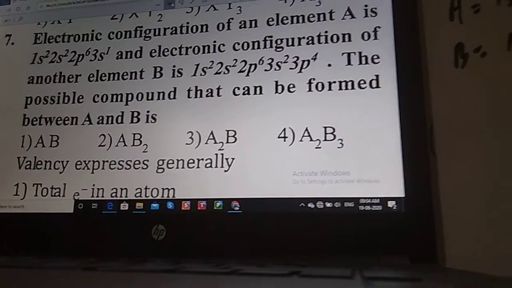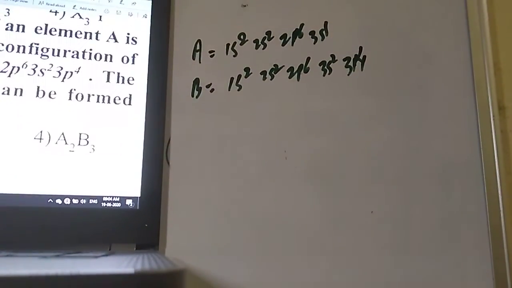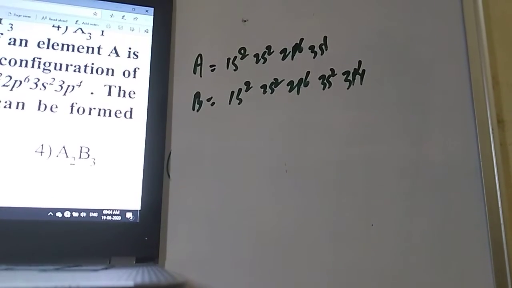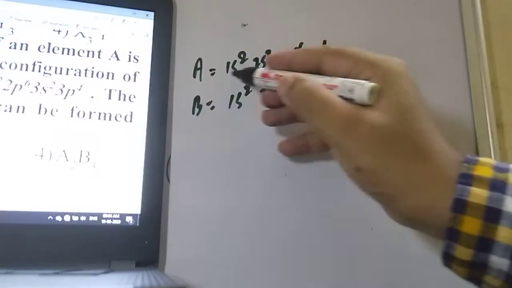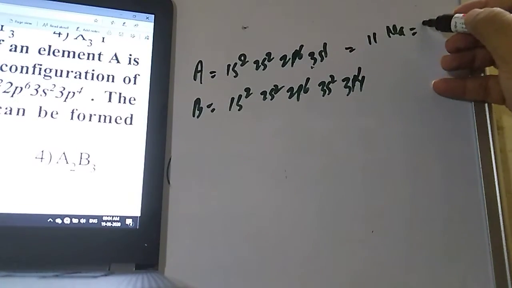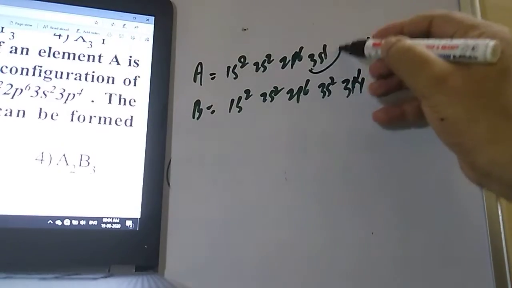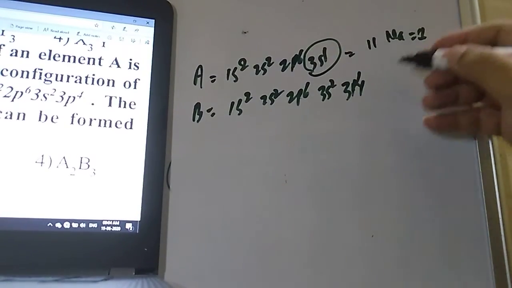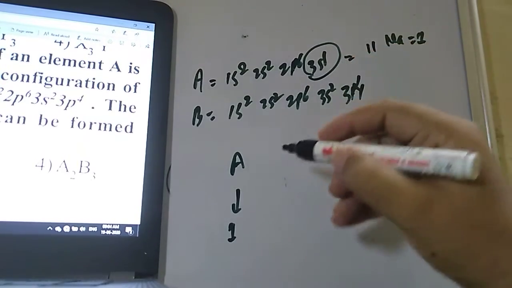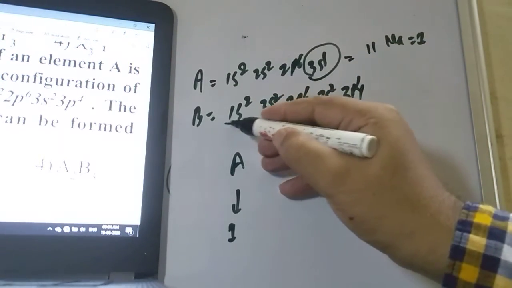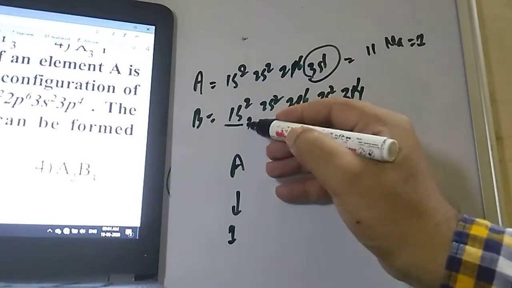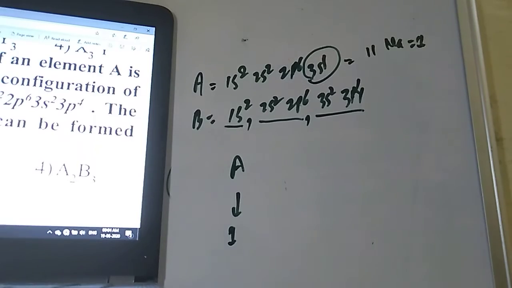Now this is also a very easy problem, student. Let us try it on the board. If you talk about the number of valence electrons for A, the total is 11, this is sodium. Valence electron is 1, because the valence shell has 1 electron. See 1s2, then 2s2, 2p6, and then this one. This is the first shell, this is the second shell, this is the third shell.